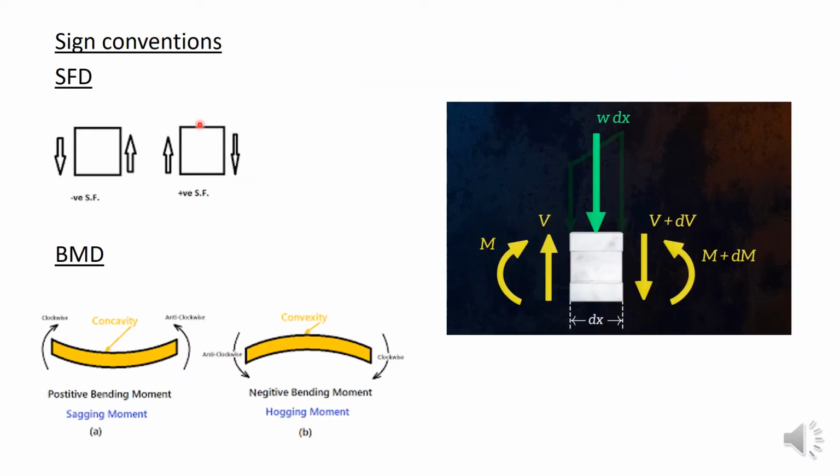Now, these are the sign conventions that are used for drawing shear force diagram and bending moment diagram. Usually, shear force is considered positive when the force on the right hand side of the section line is acting downwards and on the left hand side is acting upwards. Also, sagging moment is considered positive and hogging moment is considered negative. That means sagging moment is an anti-clockwise moment on the right hand side of the section line and a clockwise moment on the left hand side of the section line.